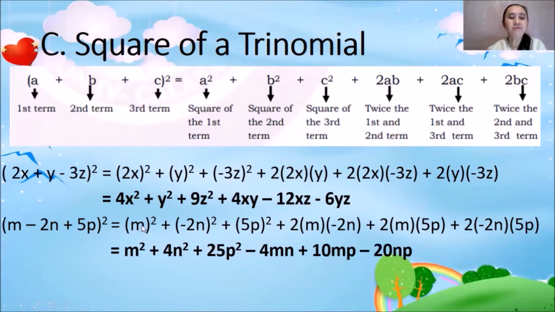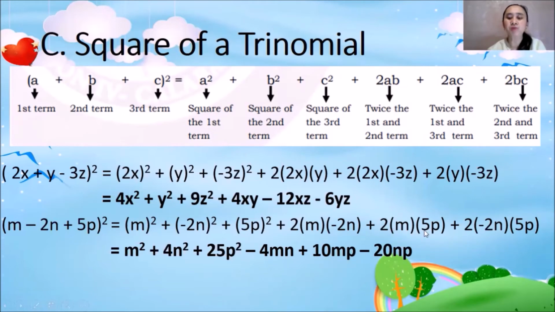Next, m squared is m times m squared. Negative 2 times negative 2 ay plus 4, and n times n is equal to n squared. 5 times 5 is 25, and p times p ay p squared. Minus, but minus 2 times negative 2 ay negative 4, kaya minus 4. And m times n is equal to mn. 2 times 5 is equal to 10, kaya plus 10.